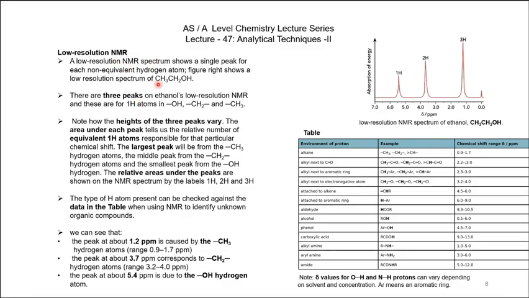So for low resolution, as I said, we should see 3 peaks, one for OH, another for CH2, and another for CH3. You see, this is for OH, 2H, and 3H. Here it is. So the type of hydrogen atom can be checked against data in the table using the NMR to identify unknown compounds. We have data in the table, and then we start looking at the chemical shift of the spectrum, and then we conclude what compound it could be.